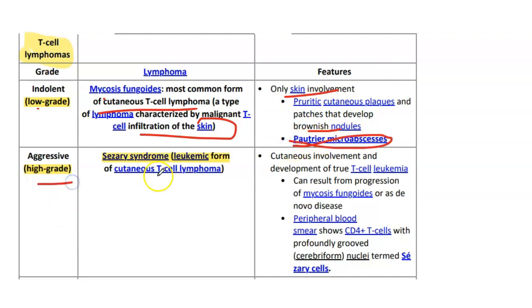Then we have high grade. In high grade we have Sézary syndrome, which is the leukemic form of cutaneous T cell lymphoma. Cutaneous involvement and development of true T cell leukemia result from progression of mycosis fungoides or arise as de novo disease. Peripheral smear will show CD4 positive T cells with profoundly grooved or cerebriform nuclei, which look like brain, termed Sézary cells. So we have Sézary cells in Sézary syndrome.